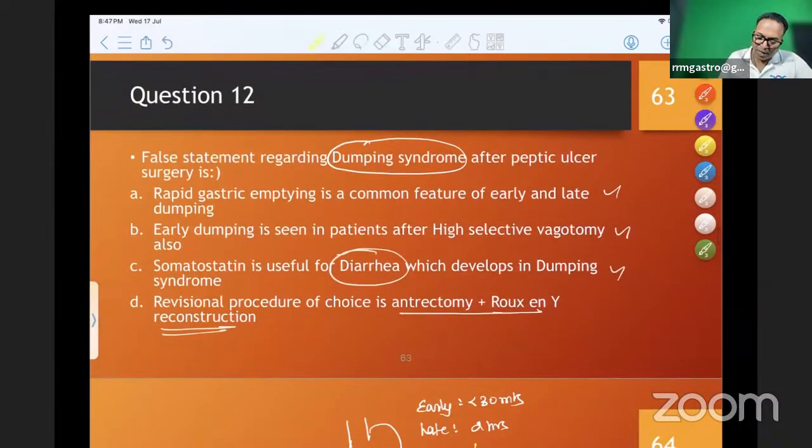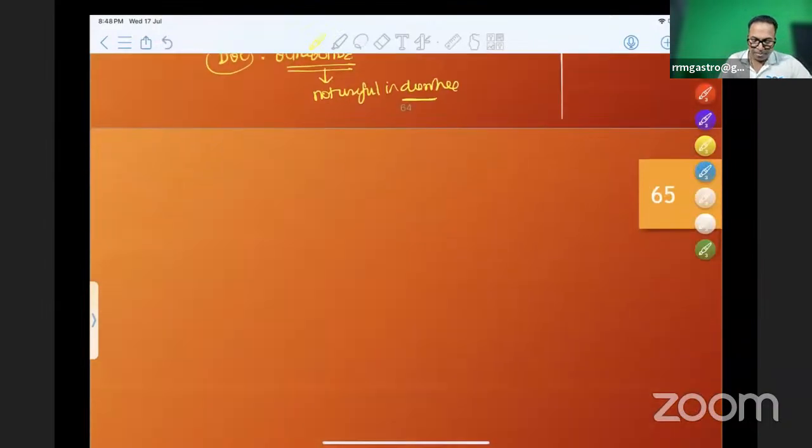So now answer this question. Rapid gastric emptying is a common feature, yes, of early and late dumping. Early dumping can happen in anybody, and it is seen in highly selective vagotomy also, but it is less common there. Somatostatin is useful for diarrhea. Yes or no, it is absolutely wrong. Divisional surgery is D. So the answer here is C.